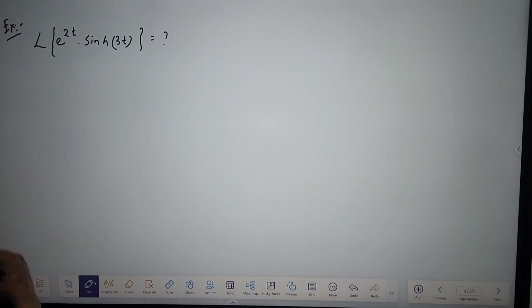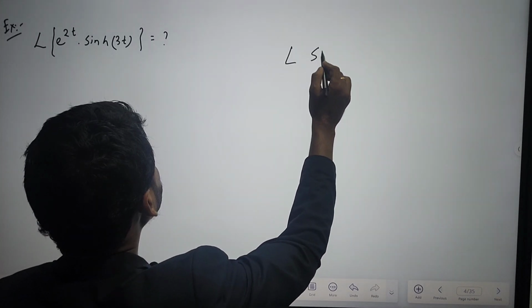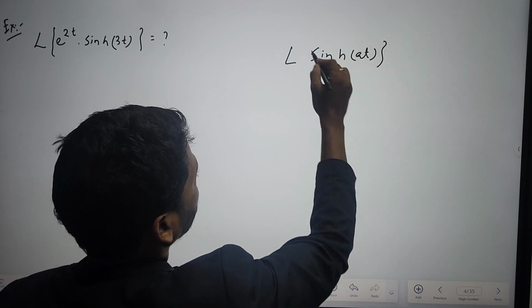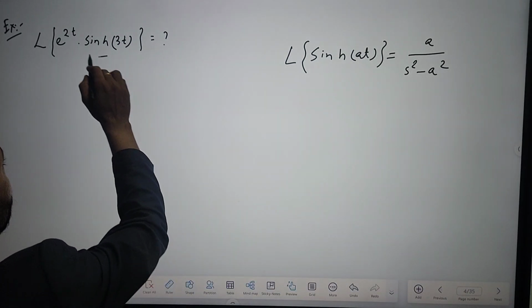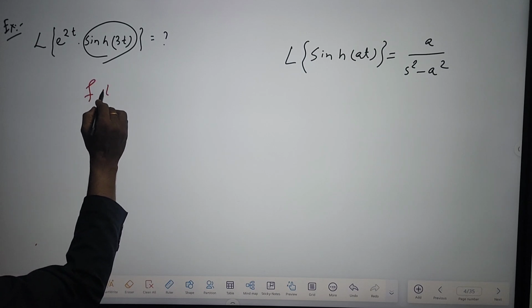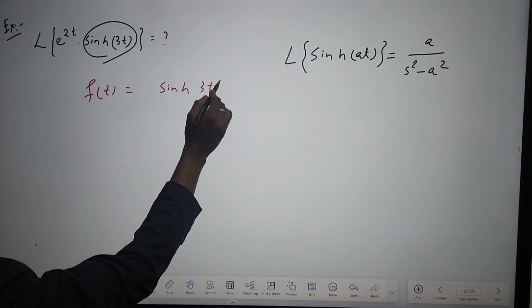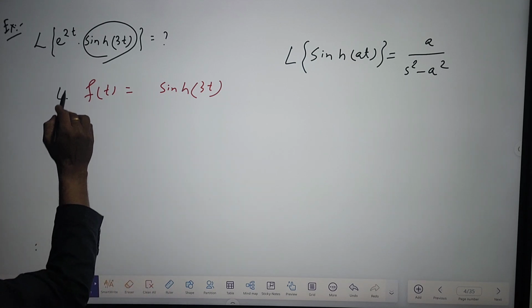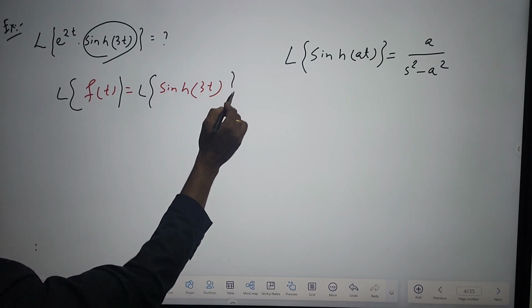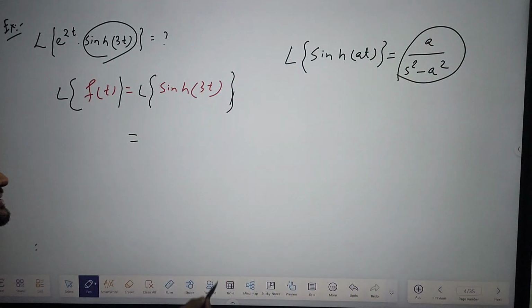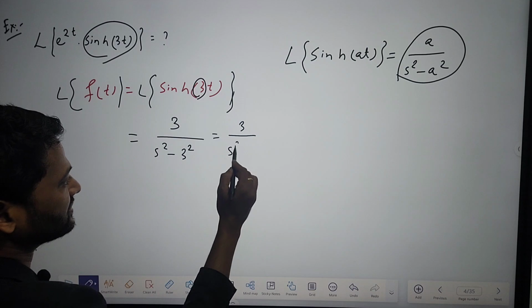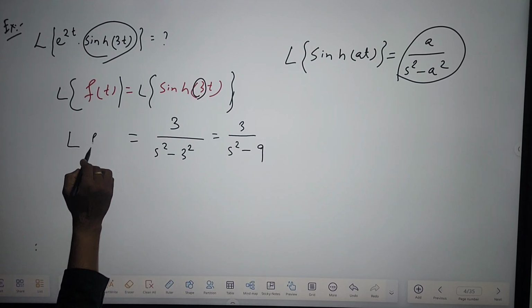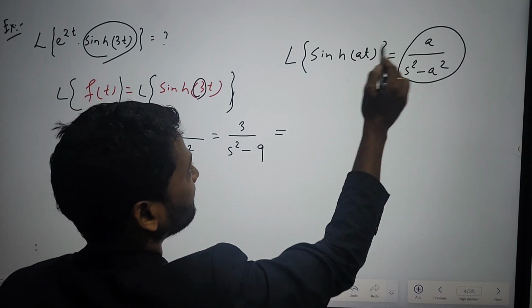Next, Laplace of e to the power 2t into sinh 3t. Here there is a hyperbolic function. As we know, the Laplace of sinh at, what is its formula? a by s square minus a square. So here our function is sinh 3t, so we'll take the Laplace of this function first. As per the formula, Laplace of sinh 3t is 3 by s square minus 3 square, which is 3 by s square minus 9.